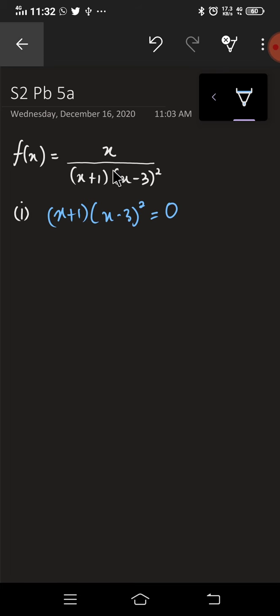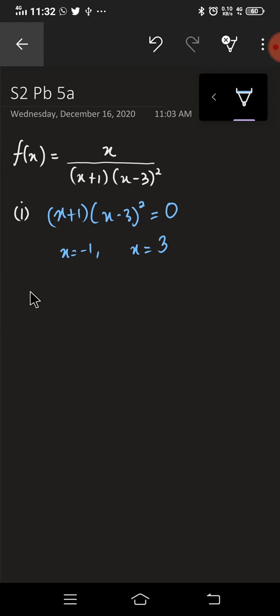If we get 0, it will be undefined, right? So we let the denominator equal to 0, and we get x = -1 and x = 3. Both of these are the vertical asymptotes. But the question asks you to show that. So how to show? We can apply the limits concept. How to show the function has a vertical asymptote?